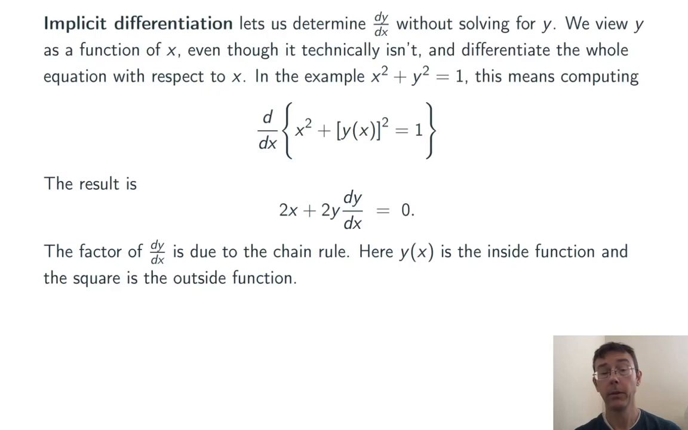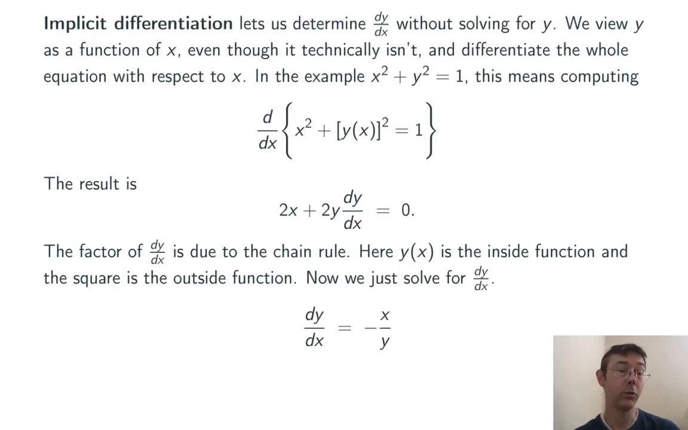In that middle term, the 2y is the derivative of the outside function, the square, and the dy/dx is the derivative of the inside function, y(x). Notice here we're not explicitly calculating dy/dx in that step, we're just writing down the notation for the derivative of y with respect to x. The idea is we'll solve for dy/dx next.